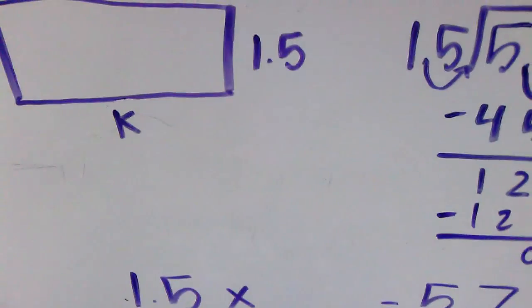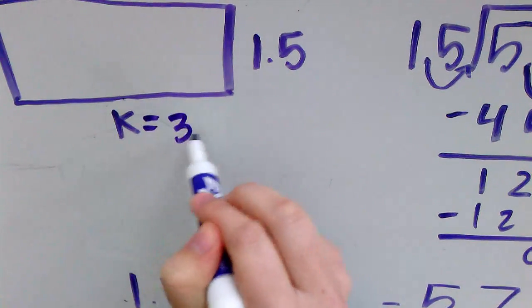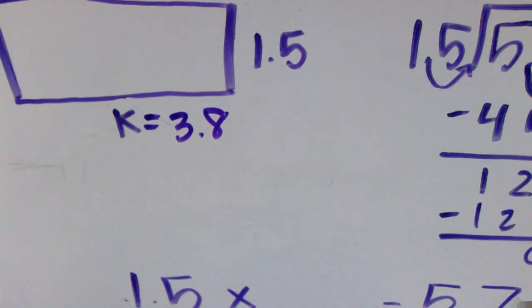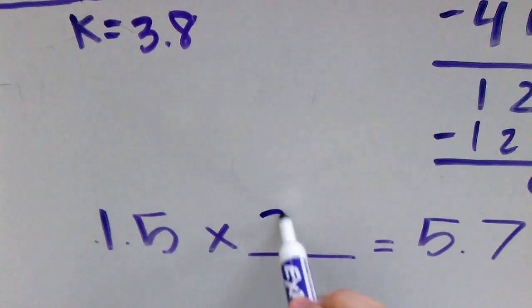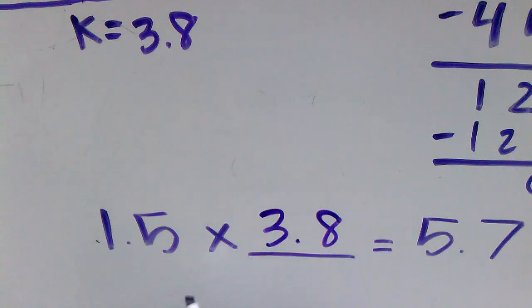So k is equal to 3.8, or 3 8/10. And so I could also write it as 1 5/10 times 3 8/10 equals 5 7/10.